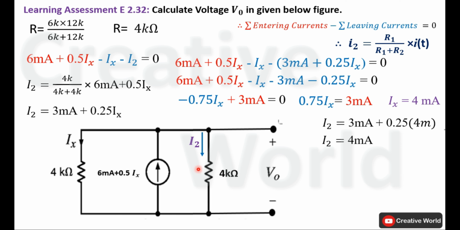We can calculate the voltage across this 4 kilo ohm resistance. Current is entering from the positive terminal and leaving from the negative terminal. So using Ohm's law, the voltage across this 4 kilo ohm resistance will be 4 milliampere multiplied by 4 kilo ohm. Current is taken with a positive sign because it is entering from the positive terminal of this resistance. Multiply these two values together to calculate the value of V0, that is 16 volt.